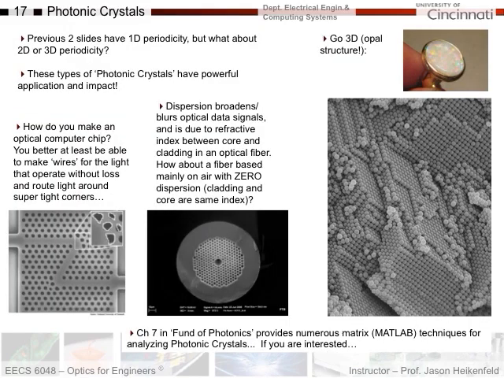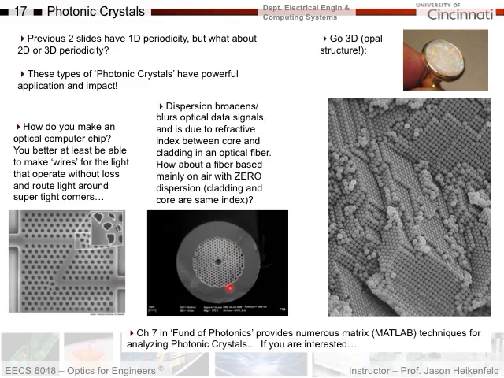You can also go beyond one-dimensional periodicity to 2D or 3D. And these types of what they call photonic crystals have really powerful applications and impact. People talk all the time about optical computer chips, but one of the challenges is, how are you going to make wires that can route light around really tight corners? When we talk about optical fibers, you'll find that you have a limited bend radius to keep the light confined. Well, what they have here is air gaps in silicon. All these little holes are air gaps, and here's regular silicon. And they're using infrared light, which is not absorbed by silicon. The light goes through here, and because of the interference, it's perfectly confined and forced by interference to turn sharp corners that you can never do with an optical fiber.